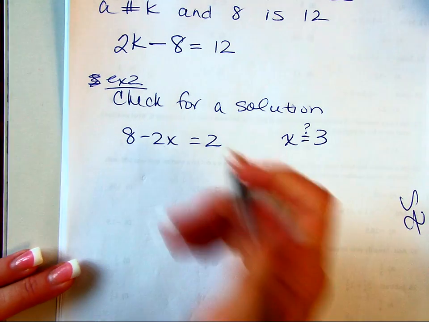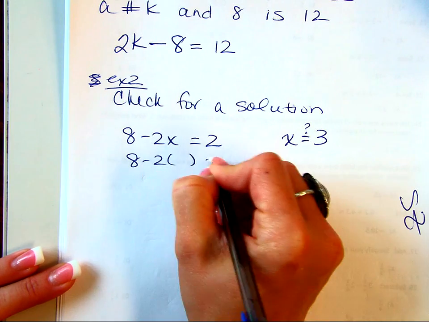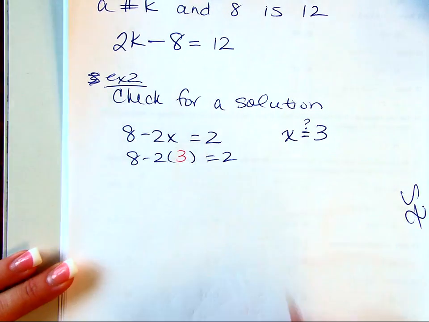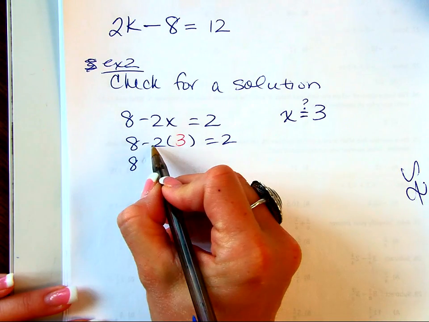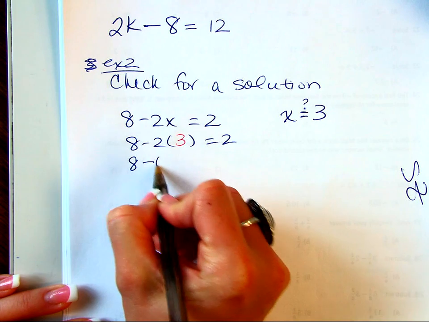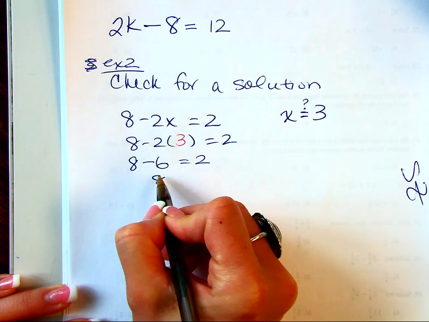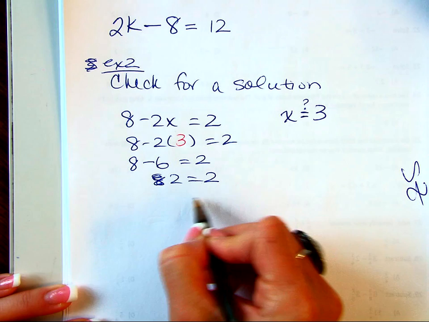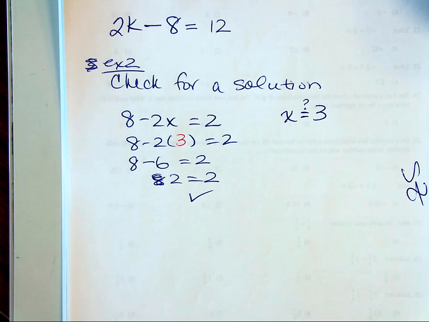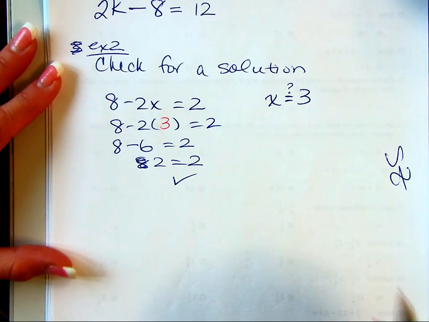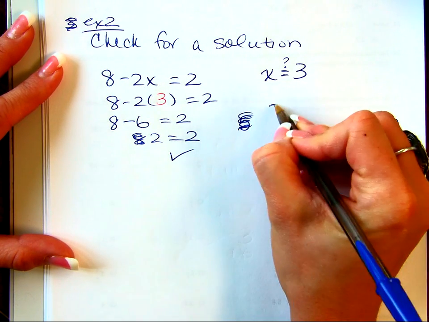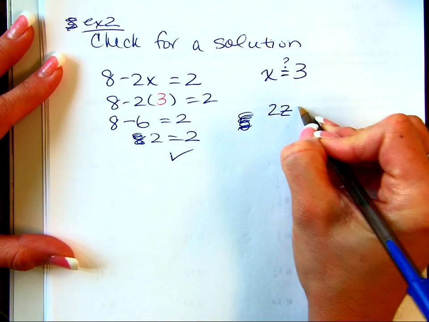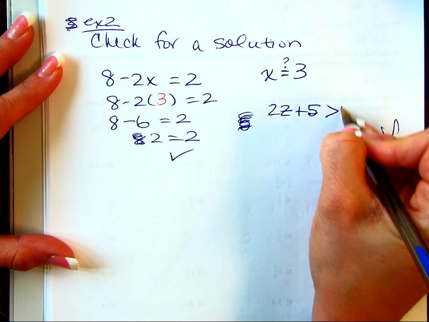So, obviously, I'll do my open parentheses just to kind of say, put me here. And then you just have a little calculations to do. Don't forget that is a -2 times 3, which is a -6. And is this true? Is 2 equal to 2? Yes. So 3 is a solution for that equation. Are we good with that? Okay. Let's do this one. Actually, let's do this one. 2z plus 5 is greater than 12.